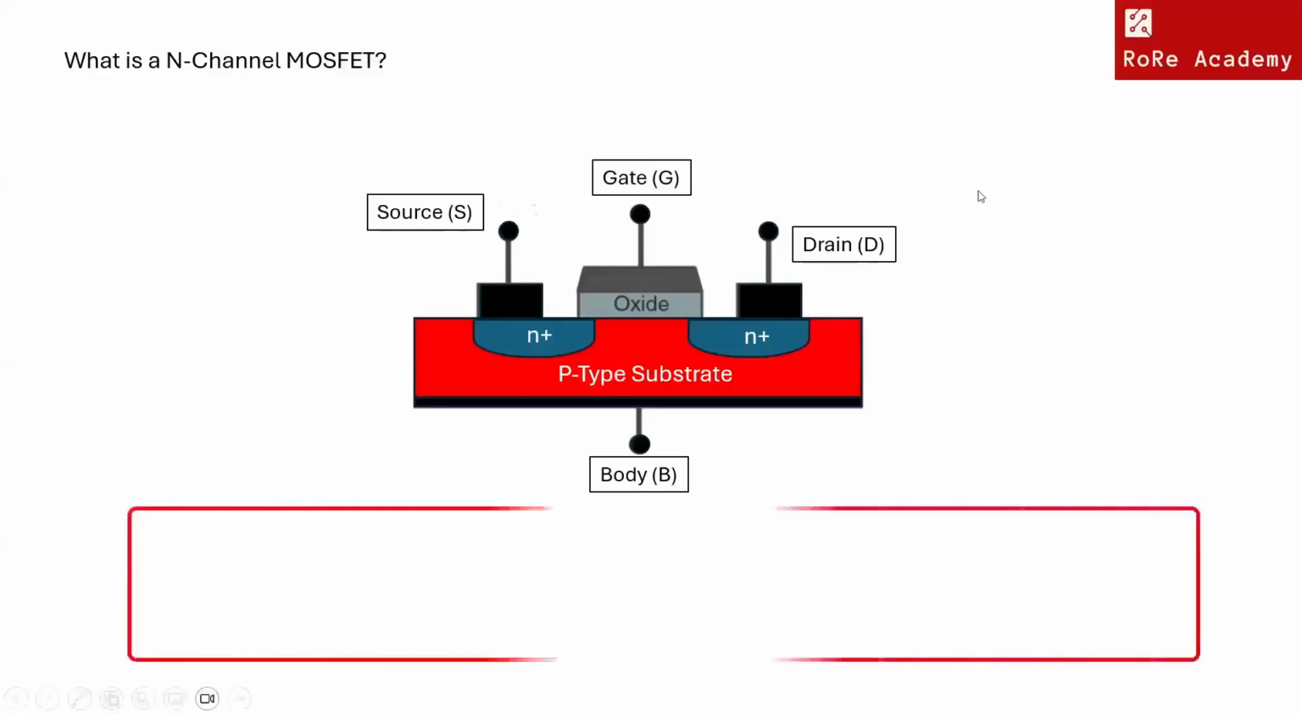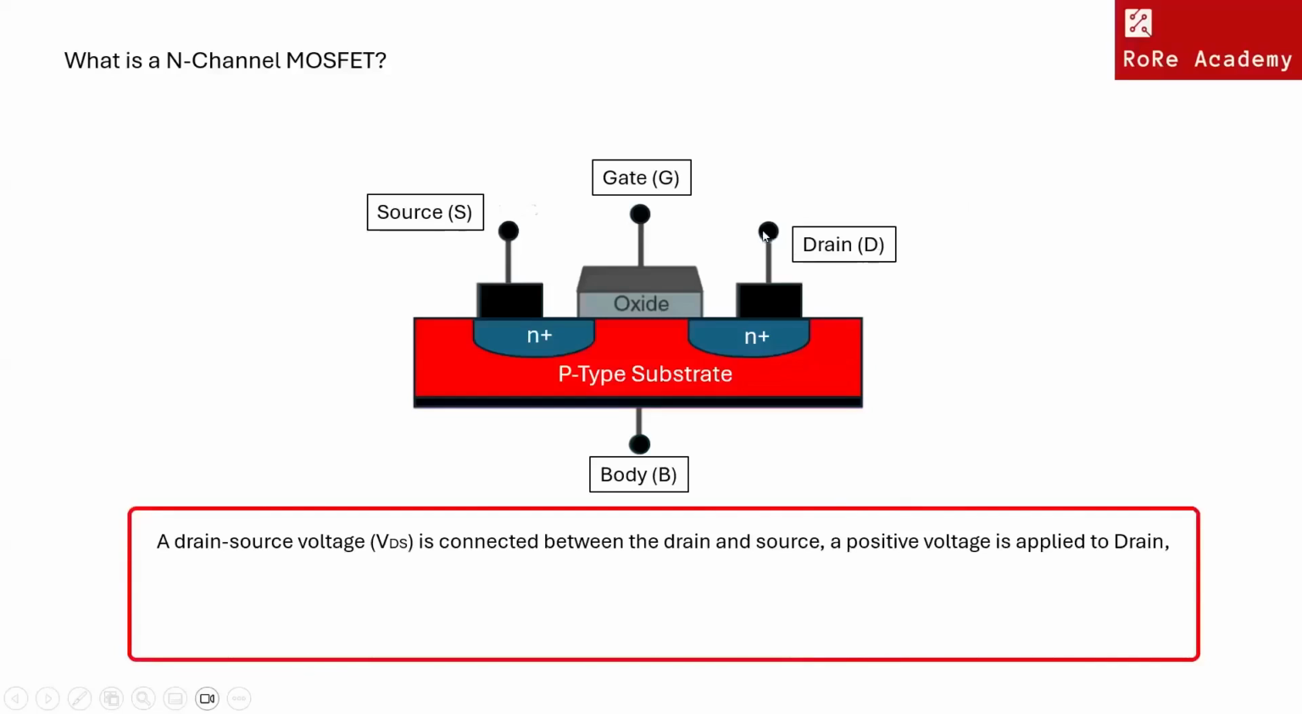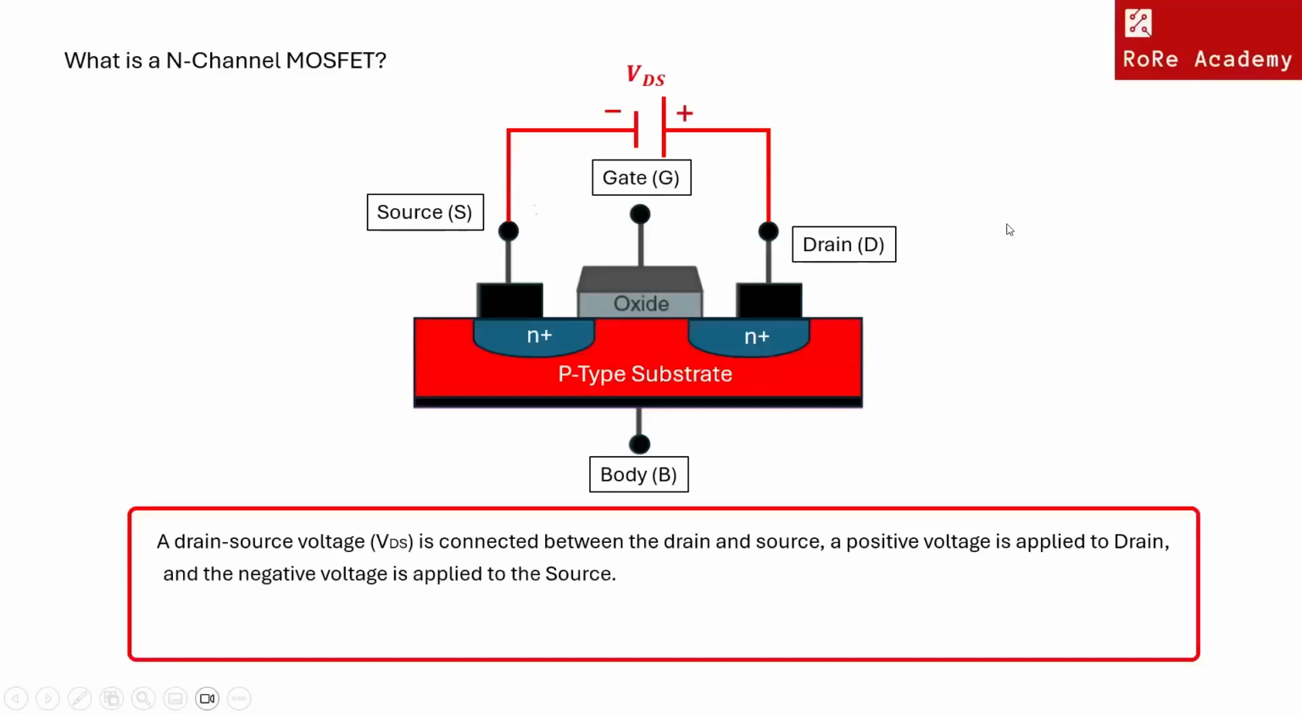In a power electronics application, the MOSFET works as a switch. It controls the voltage and current flow between the source and drain. When a drain source voltage, VDS, is connected between the drain and source, a positive voltage is applied to the drain, and the negative voltage is applied to the source. Here the PN junction at the drain is reverse biased and the PN junction at the source is forward biased. At this stage, there will not be any current flow between the drain and the source.